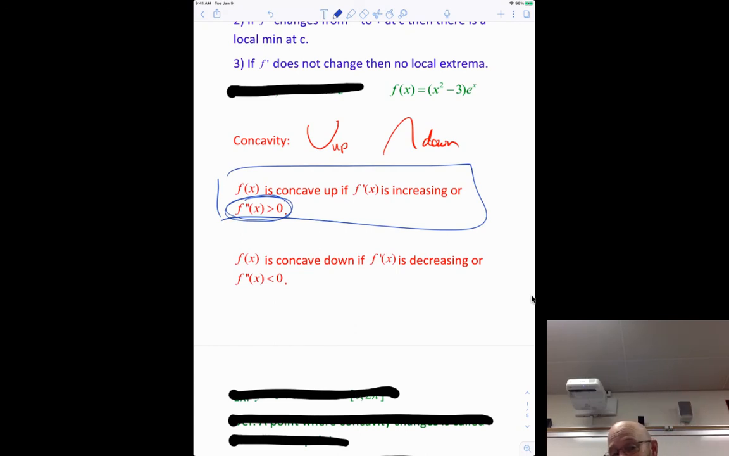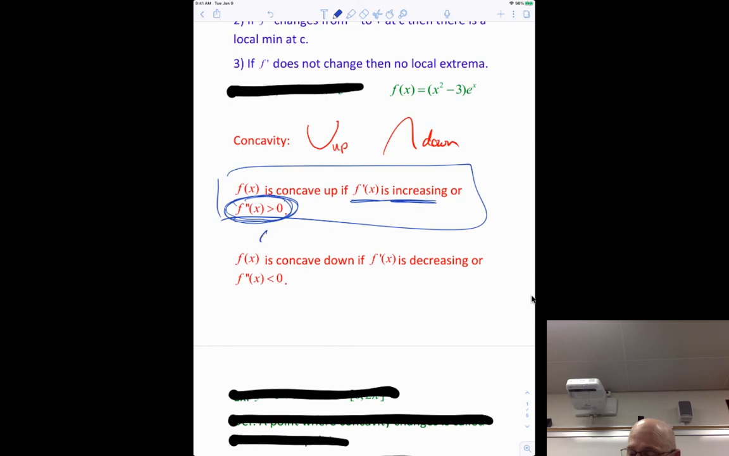That was the last problem from the last section. So then we go one step further. If a function is concave up, that means its derivative is increasing, but if the derivative is increasing, the second derivative must be positive. It's the same relationship between the first derivative and the second derivative. And concave down, the second derivative must be negative.